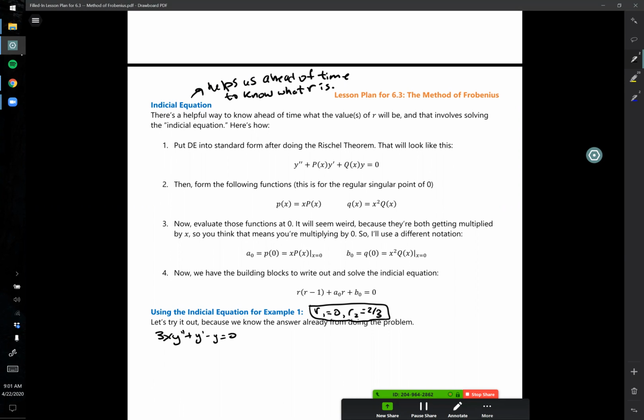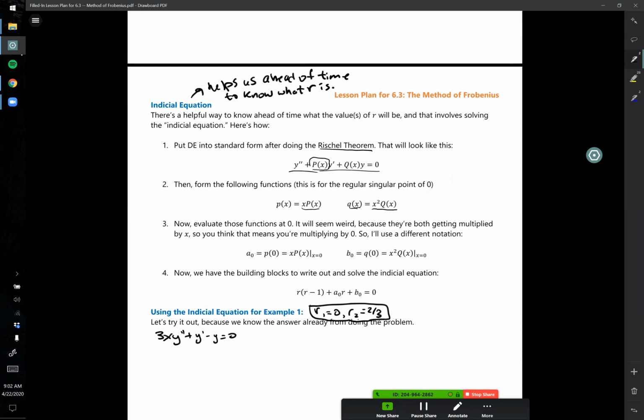The way you do it is you take your DE and put it in the standard form. You do the Recurrence theorem, so you divide by the leading coefficient and you get it like that, okay? Then you form these functions, called little p. So little p of x is you take this big P of x function and multiply by x. Same thing with little q: you just do x squared times big Q of x.